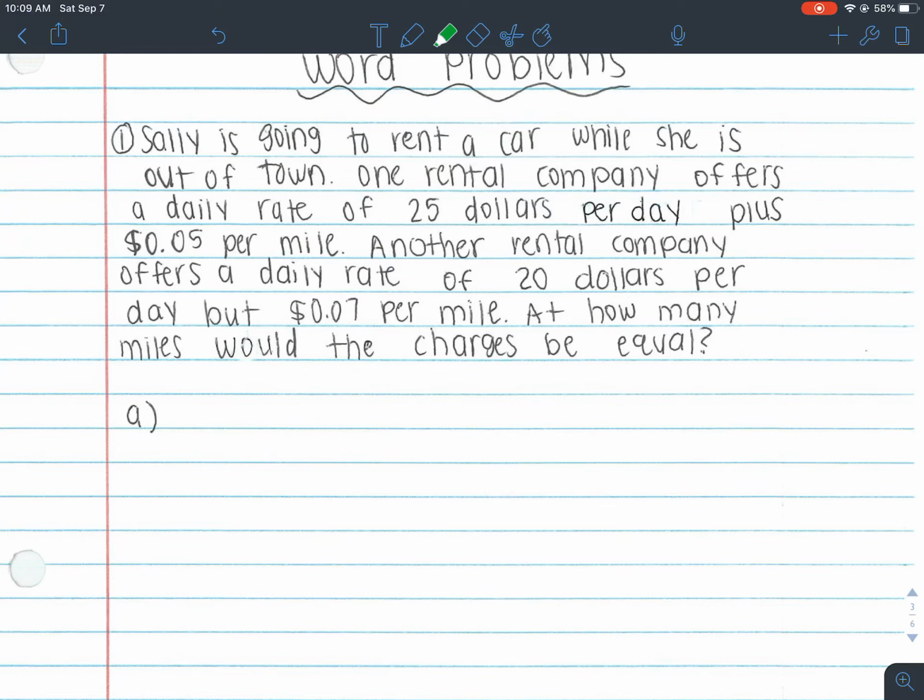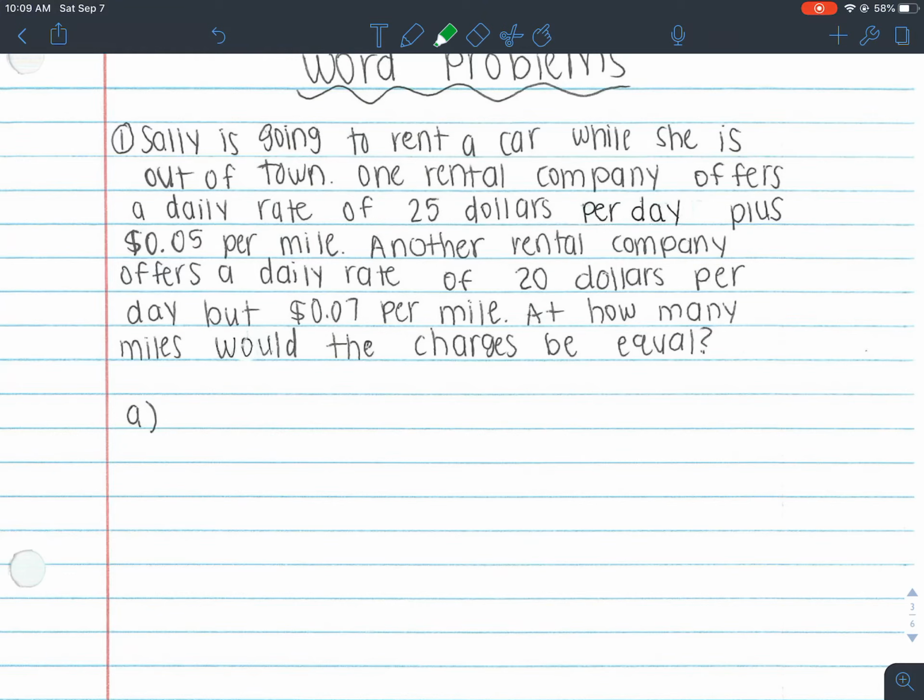All right, so Sally's going to rent a car while she is out of town. One rental company offers a daily rate of $25 per day plus 5 cents per mile. Another rental company offers a daily rate of $20 per day but 7 cents per mile. At how many miles would the charges be equal?